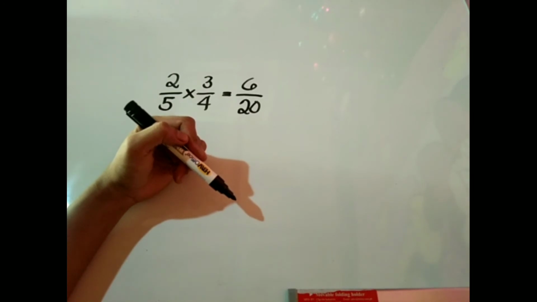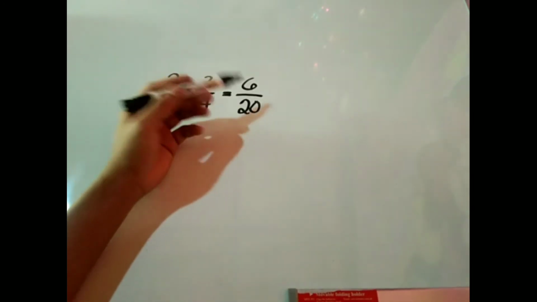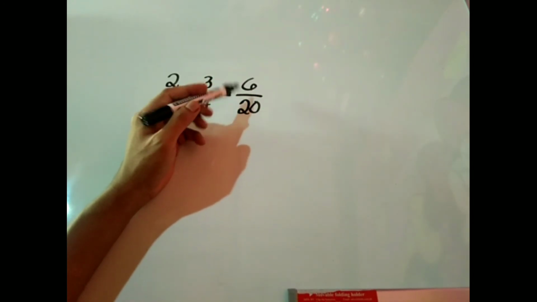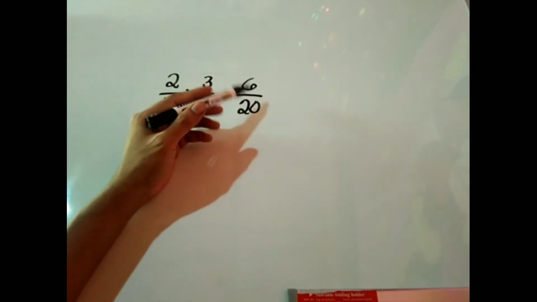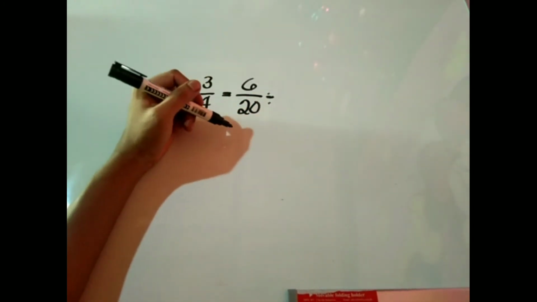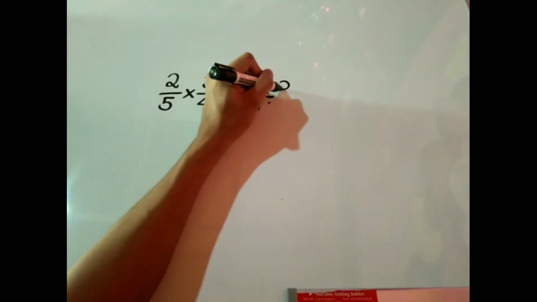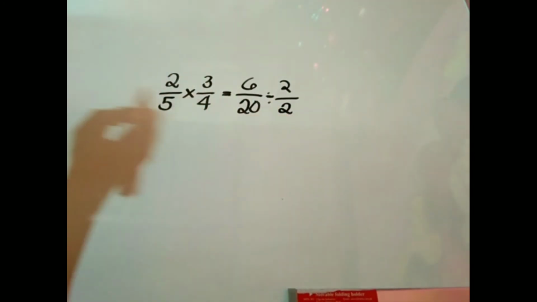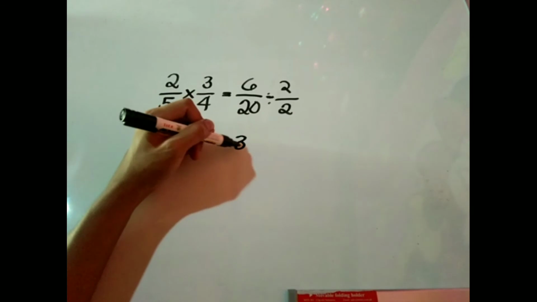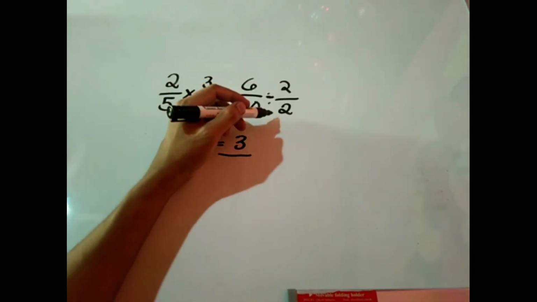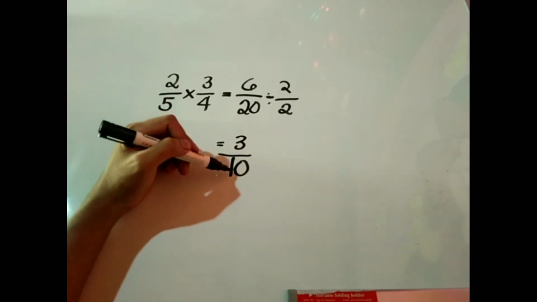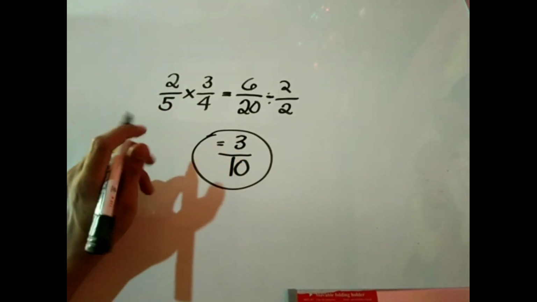Try natin sa 4. Sa 6, cannot be kasi may remainder. Sa 20, pwede kasi may 5. Mali. So, mali pa rin. So, sa 3 naman, pwede siya sa 6 pero hindi pwede sa 20. Try natin sa 2. Okay. So, 6 divided by 2, we have 3 over. 20 divided by 2, we have 10. So, 3 over 10. This is the final answer.